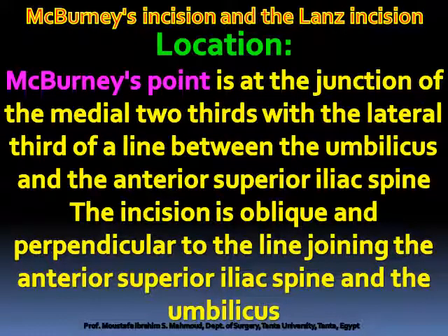The location of McBurney's point is at the junction of the medial two-thirds with the lateral third of a line between the umbilicus and the anterior superior iliac spine. The incision is an oblique one and perpendicular to the line joining the anterior superior iliac spine and the umbilicus.